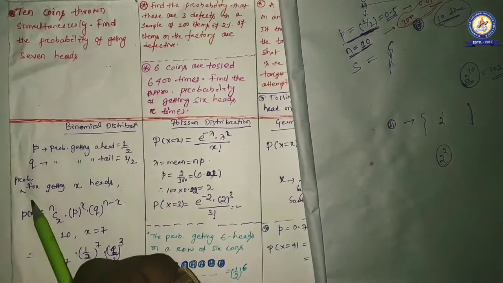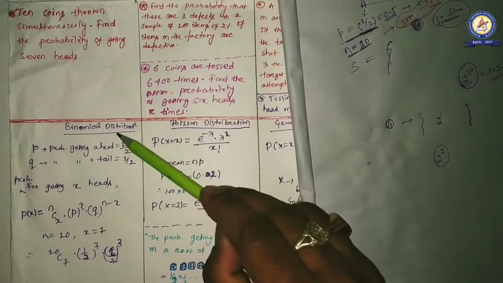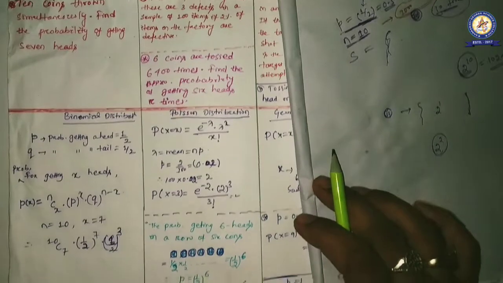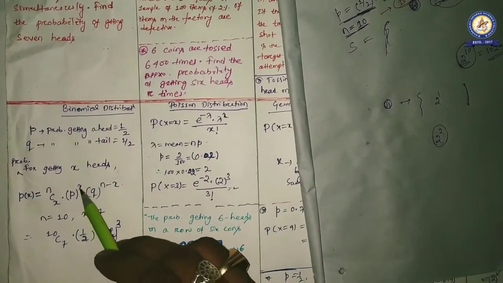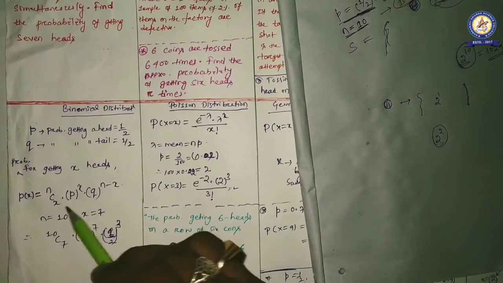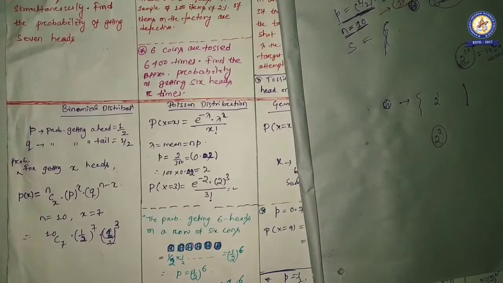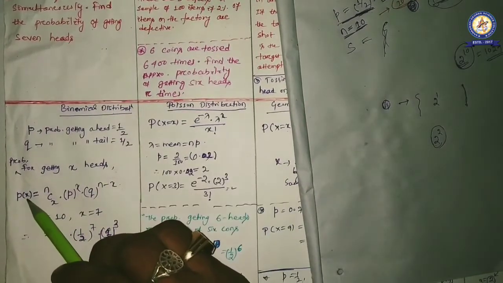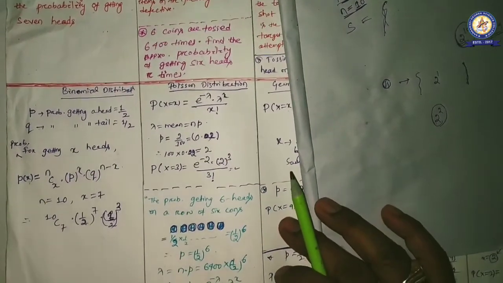Now the probability of getting x heads according to binomial distribution, that is, P(x) equal to nCx p to the power x into q to the power n minus x. This is the PMF of the binomial distribution, the probability mass function, for getting x heads. So here in the question we need to find out 7 heads.